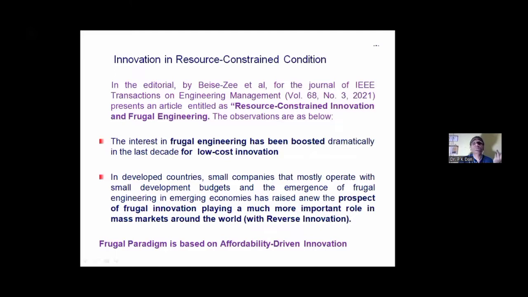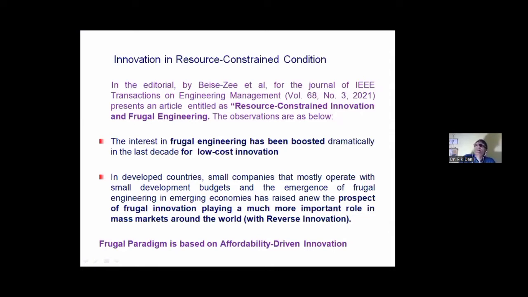So this is frugal engineering, called resource constraint innovation. Here, I would just like to point out one thing: the term frugal engineering was coined by Carlos Ghosn, who was the CEO of Renault Nissan, a Franco-Japanese company, French and Japanese. That's an automobile manufacturing company, and the CEO was Carlos Ghosn, who coined the term frugal engineering, that is the affordability engineering, creating affordable products with good quality.